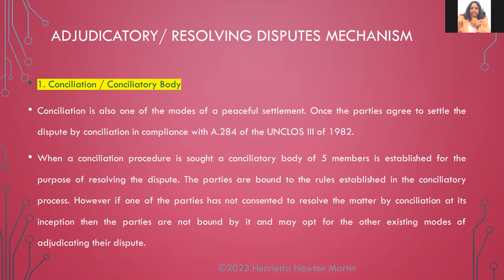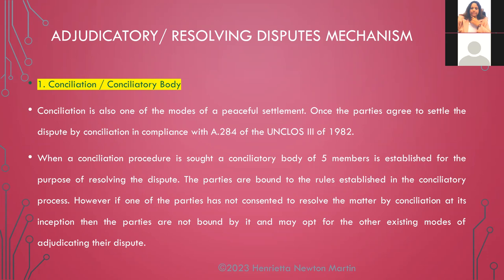So the other adjudicatory mechanism, or dispute resolution mechanism, is of course conciliation, or the forming of a conciliatory body. Now, conciliation is also one of the modes of peaceful settlement. One of the parties agrees to settle the dispute by conciliation in compliance with Article 284 of the United Nations Convention on the Law of the Sea 3 of 1982. Once the parties agree, they move further towards forming a conciliatory body, which must be composed of 5 members, and they establish this kind of panel for the purpose of resolving the dispute.